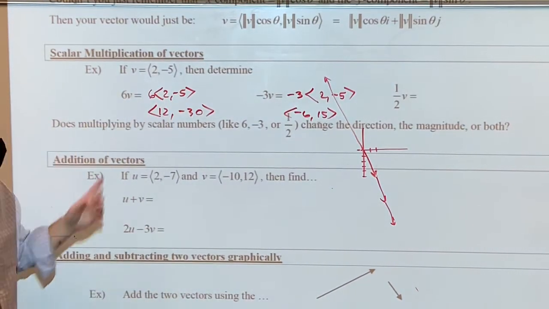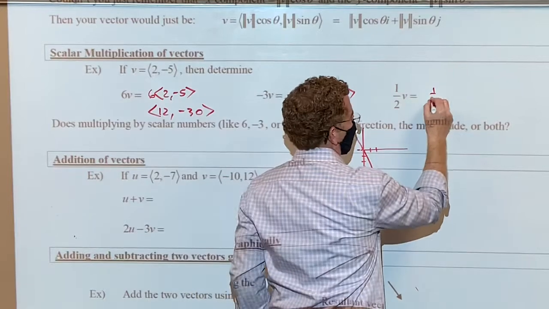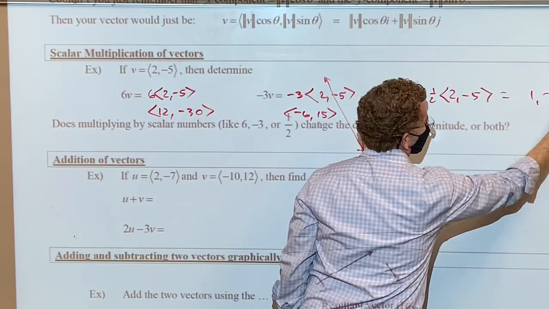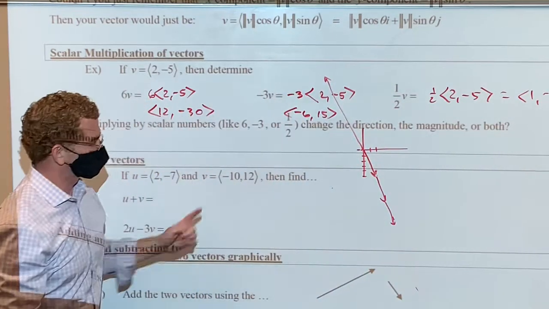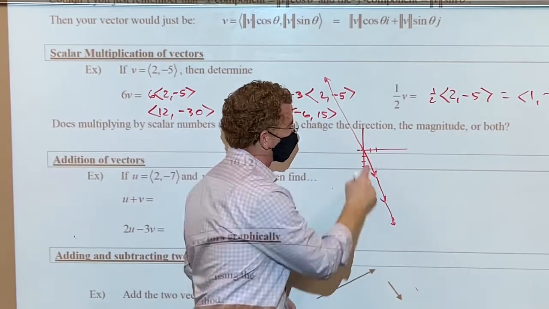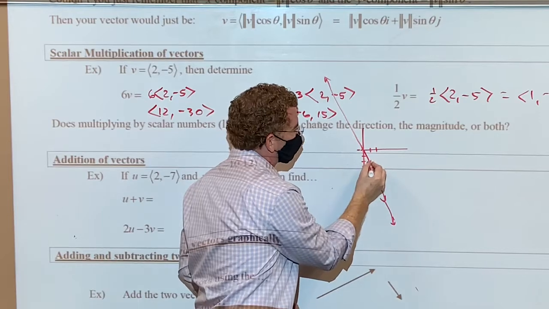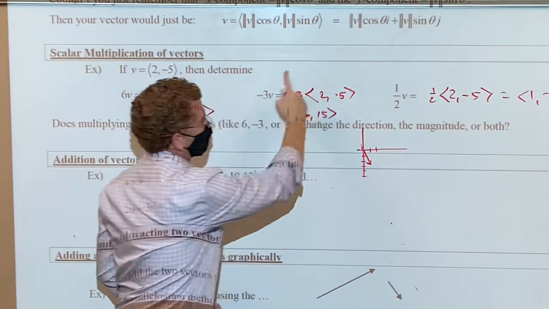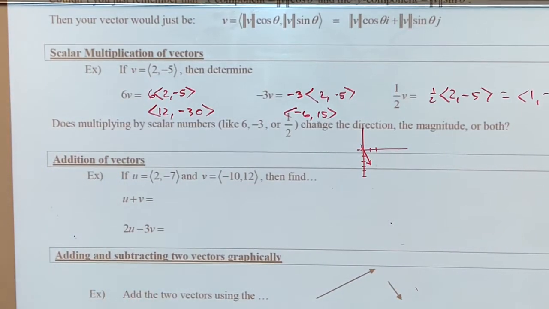Y'all track with me? And same thing with a half. If I do a half of a 2, negative 5, I get 1, negative 5 halves. So instead of that, I'm going to go 1, negative 2.5. I'm going to be right here. So those are scalar numbers, and it just basically is like the distributive property.